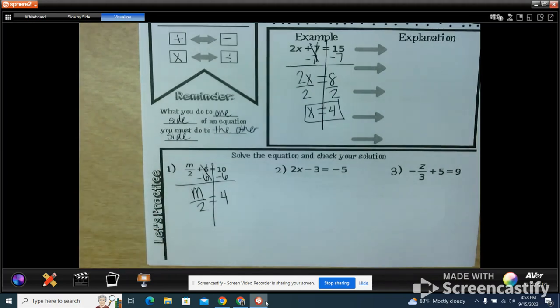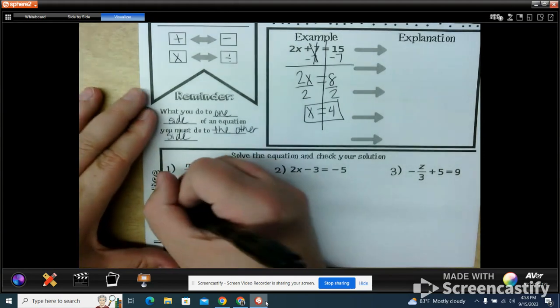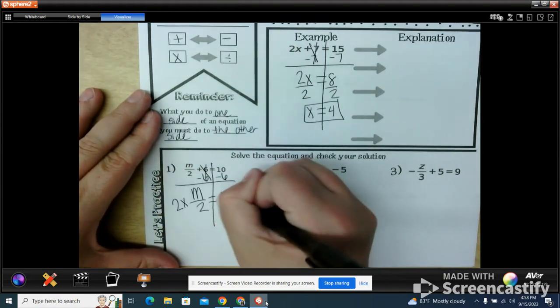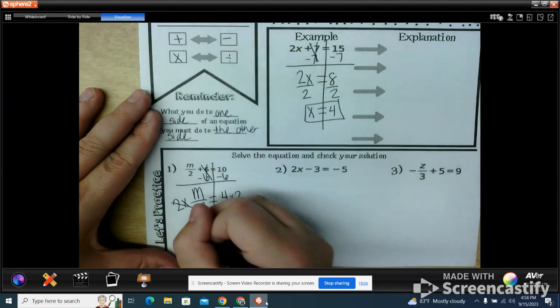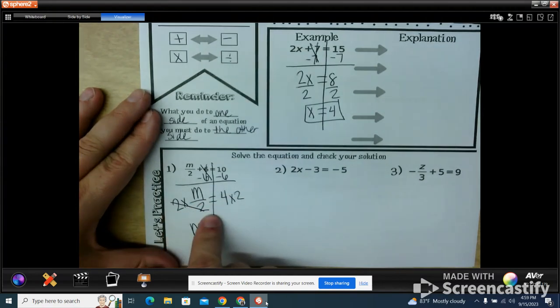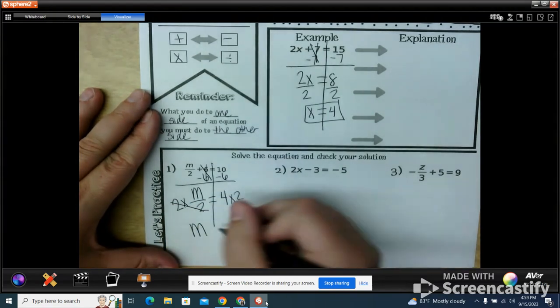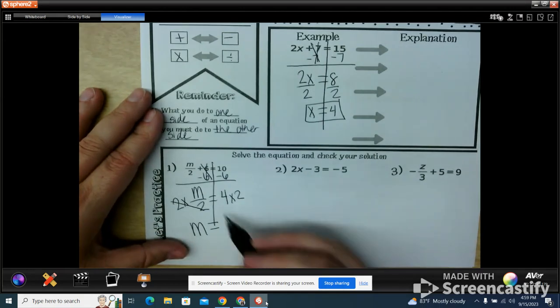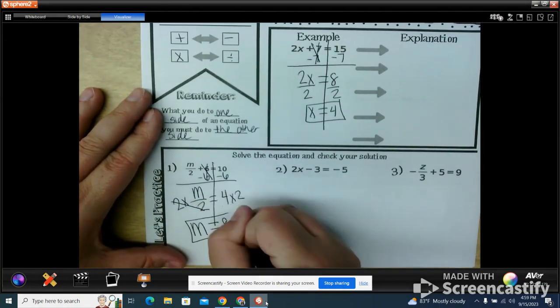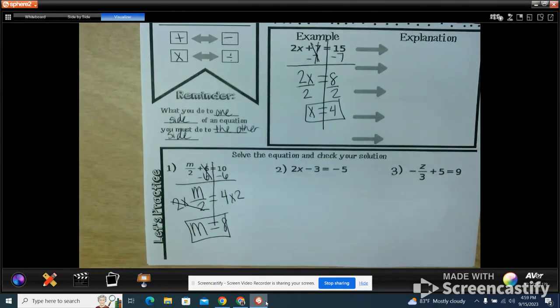And then the m over 2, we're going to multiply on both sides by 2. And then we're left with m. Our 2's will end up dividing out and give us 1, that 1 m. And then 4 times 2 is 8. So m is equal to 8. All right, example 2.